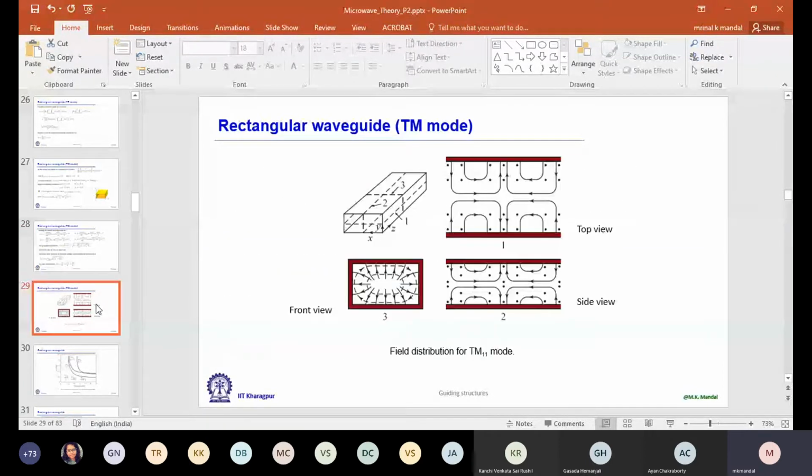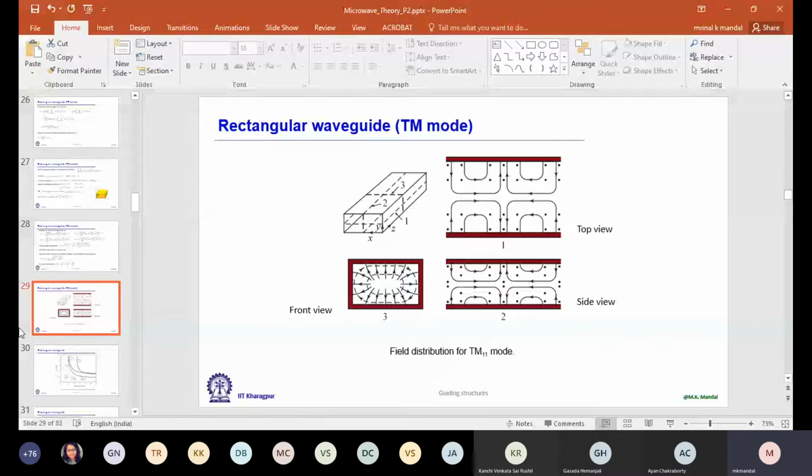And if I compare alpha C, which is the conductor loss, it is more for the TM11 mode compared to the TE10 mode because of the magnetic field orientation. Here, the magnetic field again forms loops, but now it is on the XY plane and it becomes tangential to both the broad walls and side walls. As a result, we have high current density and conductor loss will increase.